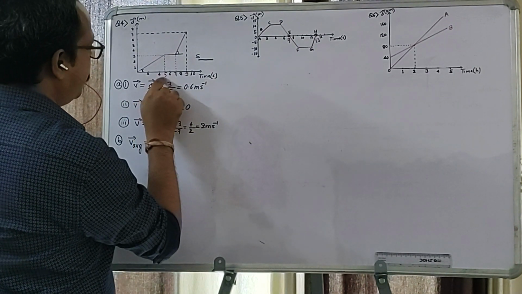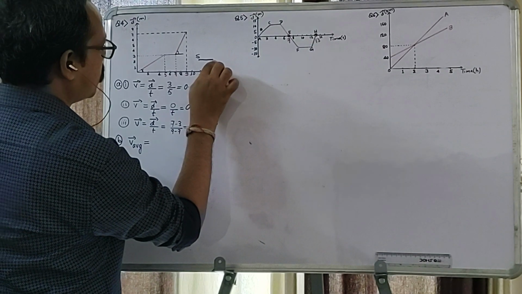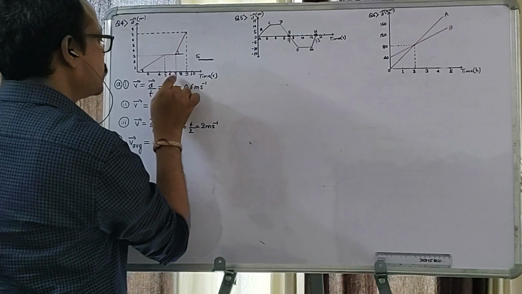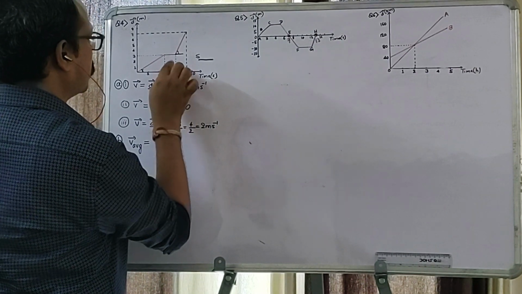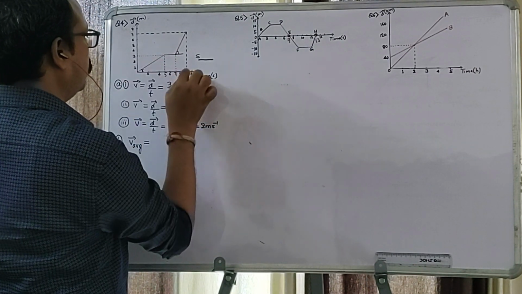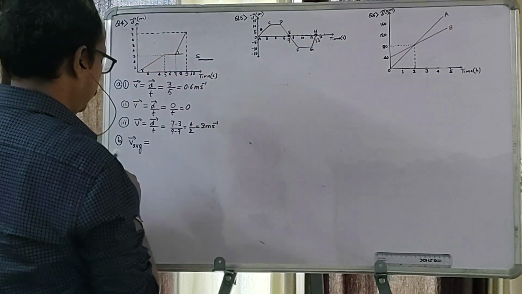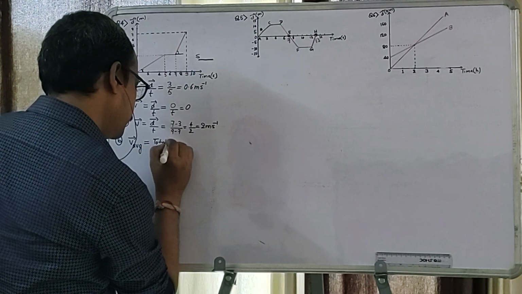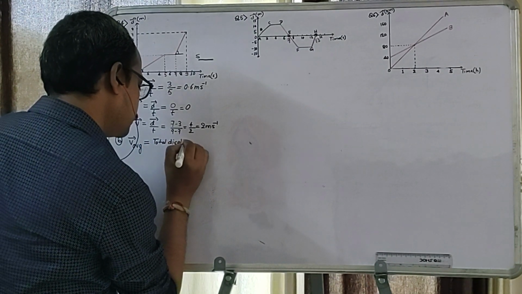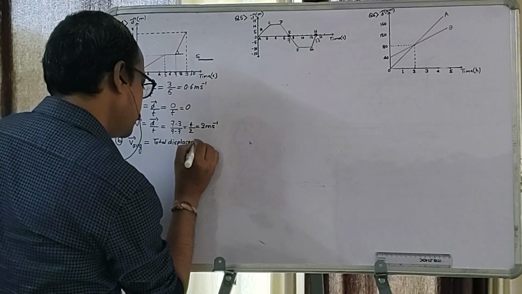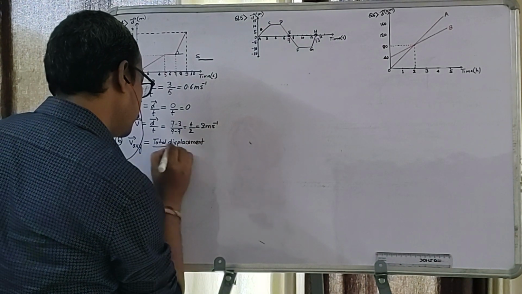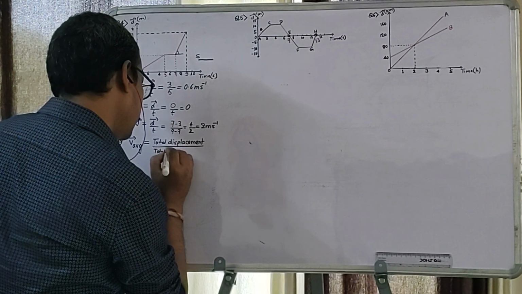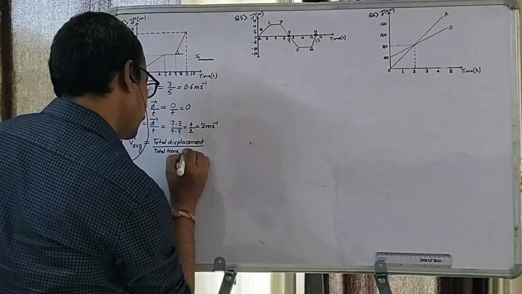So from 5 to 7 seconds, there is no change in the position of the body. So ideally, the body does not move from 5 to 7 seconds. But from 7 to 9 seconds, the position of the body changes from 3 meter to 7 meter. Right? So it will be total displacement by total time elapsed.